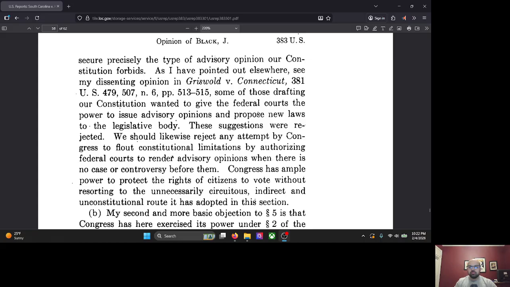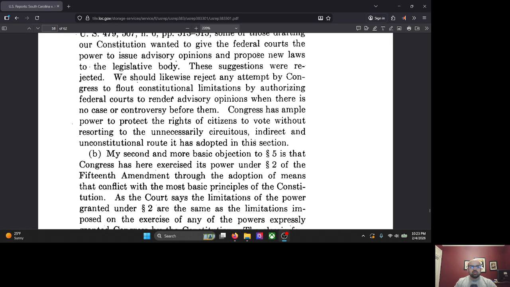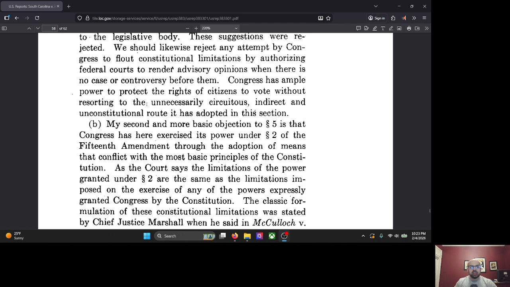As I have pointed out elsewhere, see my dissenting opinion in Griswold v. Connecticut, some of those drafting our Constitution wanted to give the federal courts the power to issue advisory opinions and propose new laws to the legislative body. These suggestions were rejected. We should likewise reject any attempt by Congress to flout constitutional limitations by authorizing federal courts to render advisory opinions when there is no case or controversy before them. Congress has ample power to protect the rights of citizens to vote without resorting to the unnecessary, circuitous, indirect, and unconstitutional route it has adopted in this section.